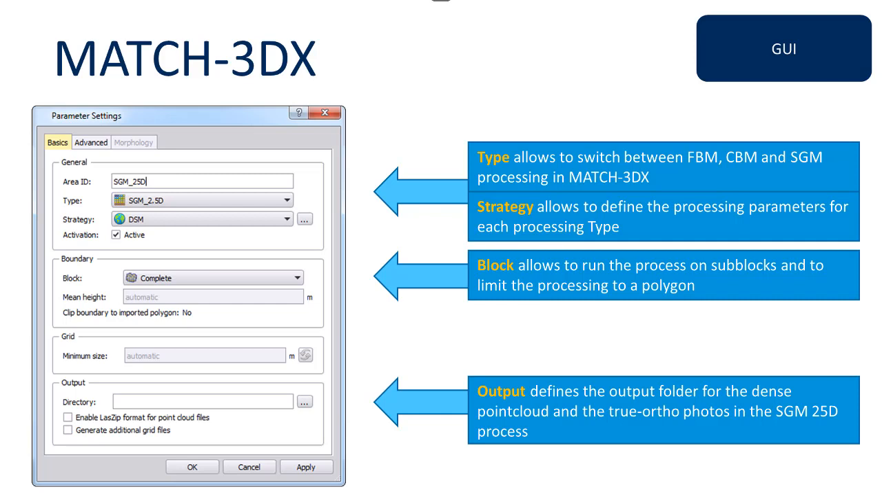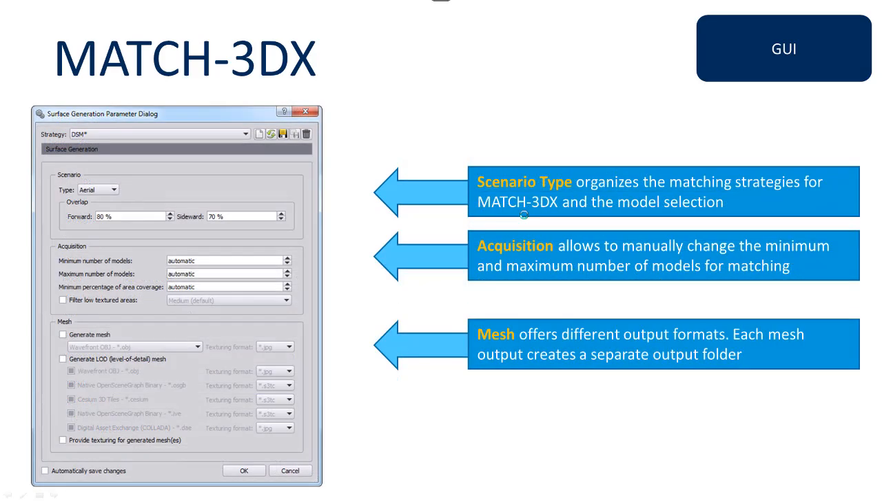Then also how we can run on sub-blocks just to run on specific images. And also about the output we will then talk. And then in the strategy itself we will explain the settings. So each of the processing types like feature-based matching or semi-global matching has its own parameters to be set, and we will explain them in detail in the videos coming up after this one.